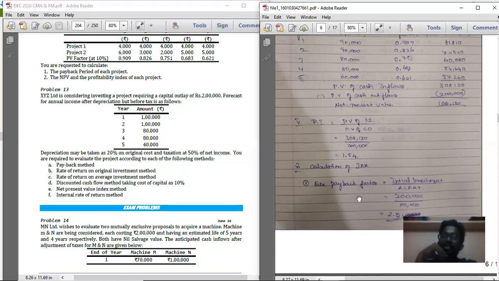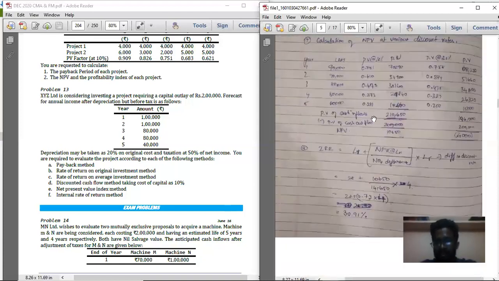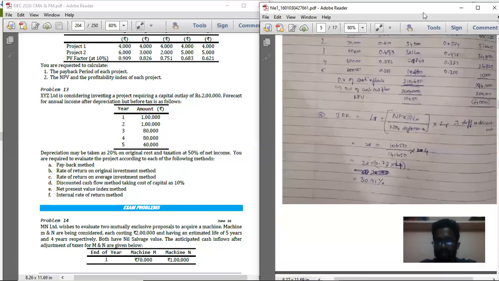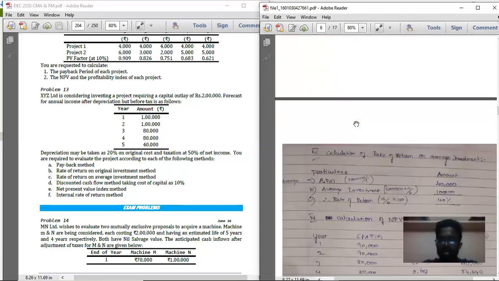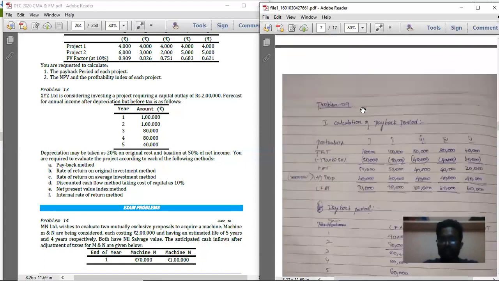Here what is the initial investment? 2 lakh rupees. And what is the average CFAT that we should find? Here, what are the CFATs we have calculated? Just summarize all the CFATs, and you will get the average CFAT. So 90,000 plus 90,000 plus 80,000 plus 80,000 plus 60,000. You are getting 4 lakh divided by 5. So 80,000 is the average CFAT.